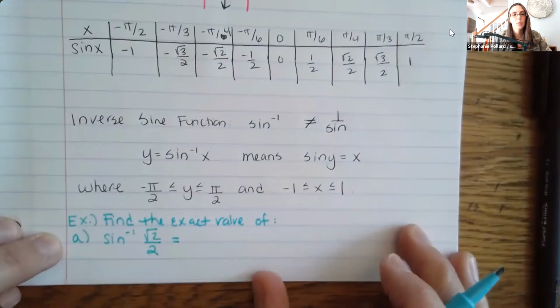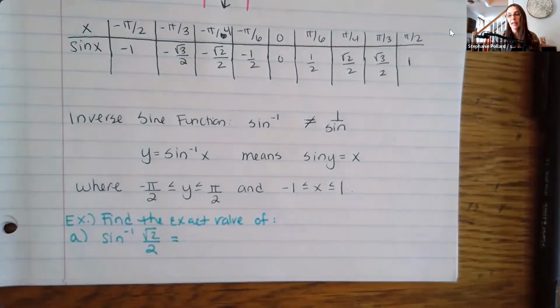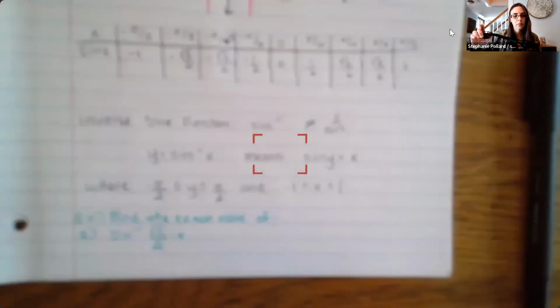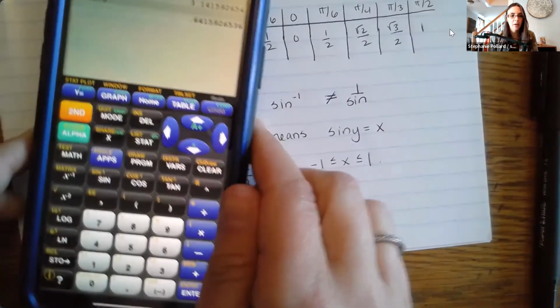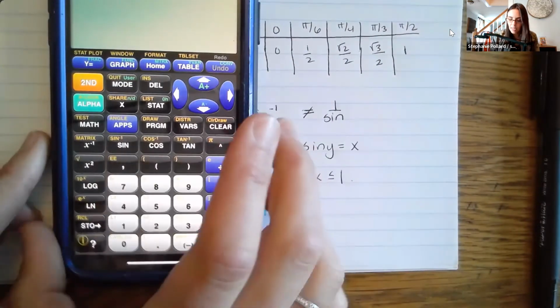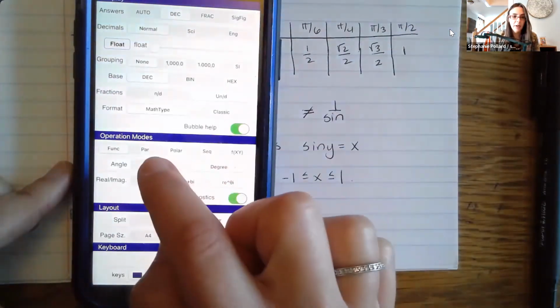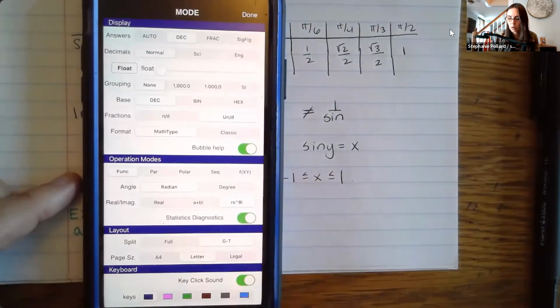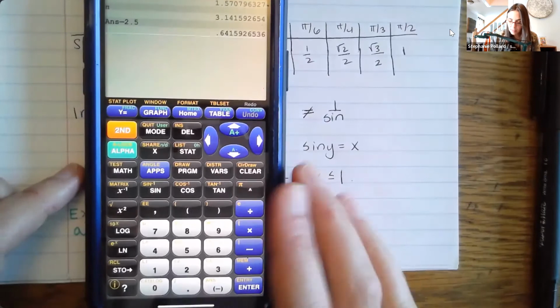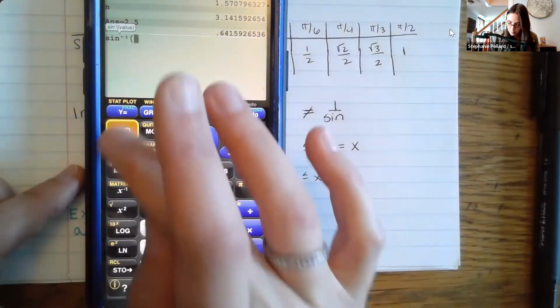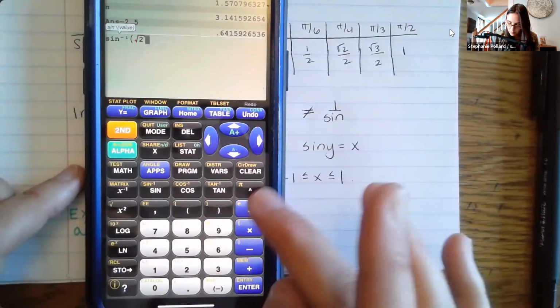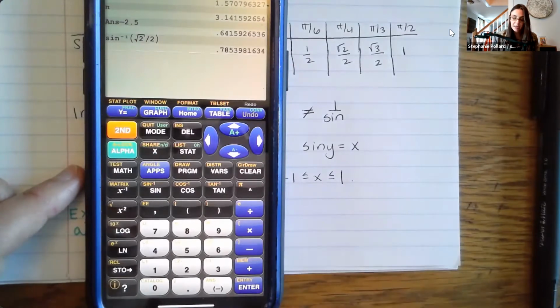All right, so the first one we're going to do is find the exact value of the inverse sine of root 2 over 2. Now, again, you should have this function on your calculator. On my calculator app here, I see it right here in yellow. If I check my mode, I want to make sure I'm in radian mode because I'm using that square root of 2 over 2. And yes, you could use your calculator here to get an answer.